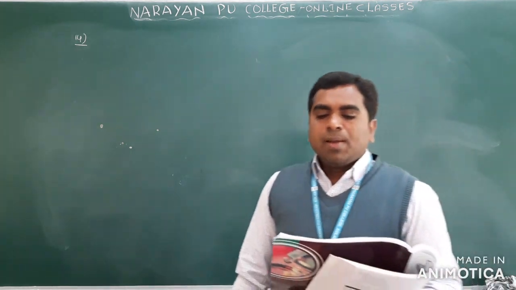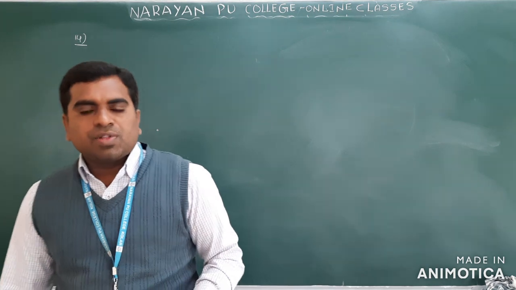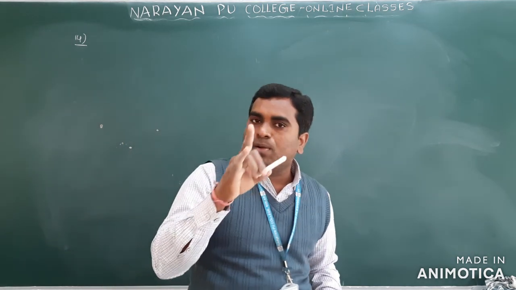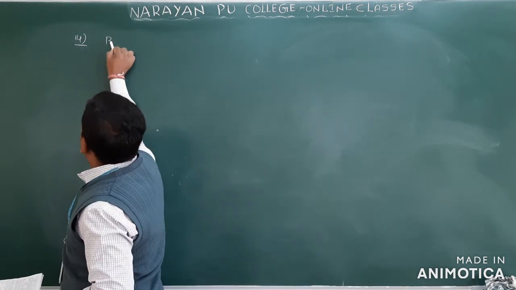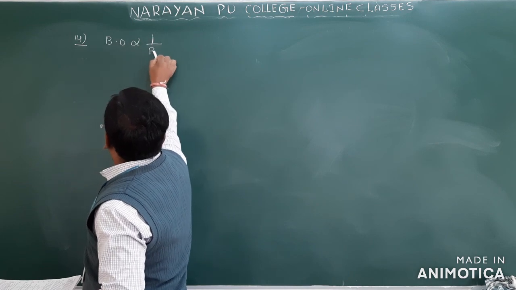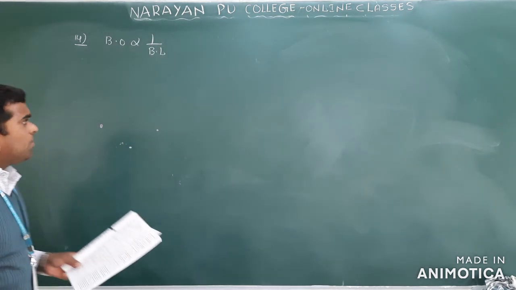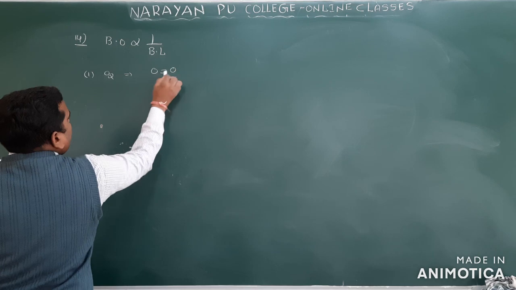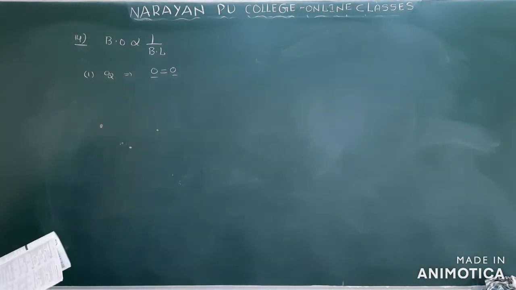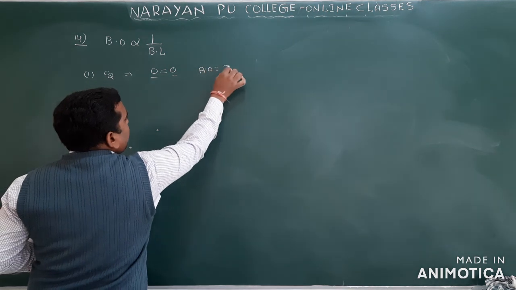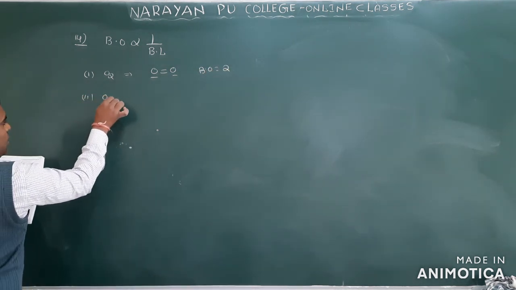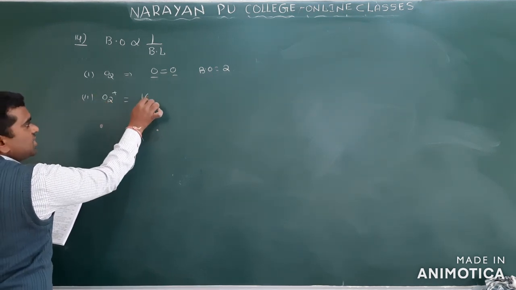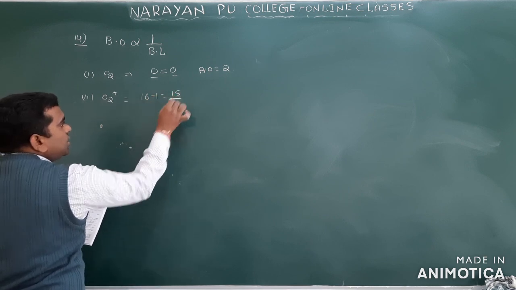Which of the following has minimum bond length? When they ask about bond length, you have to calculate the bond order. Bond order is inversely proportional to bond length. So calculate one by one. First is O2. You need not calculate it, because between oxygen atoms there is a double bond, so the bond order is 2. Next is O2 plus. Oxygen has 8 electrons, 8 into 2 is 16, plus 1 means minus 1, so 15 electrons are there.